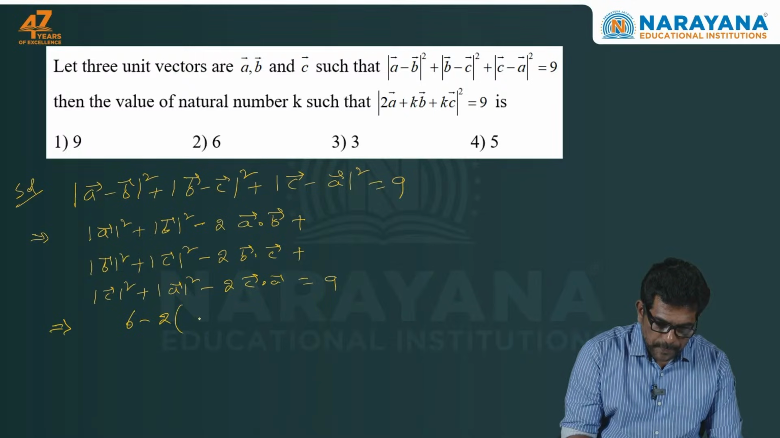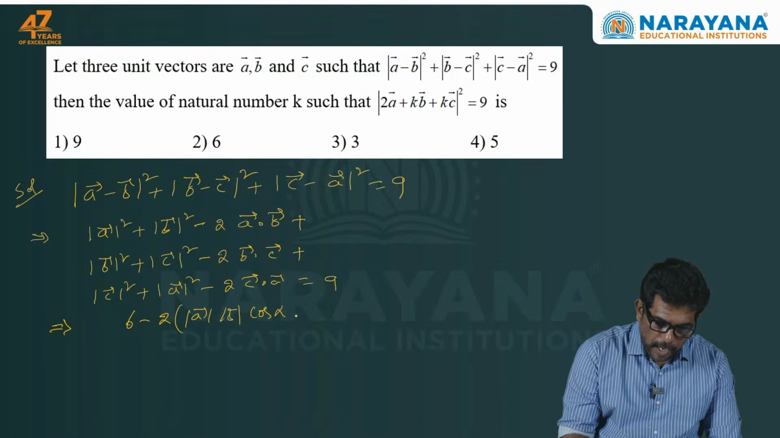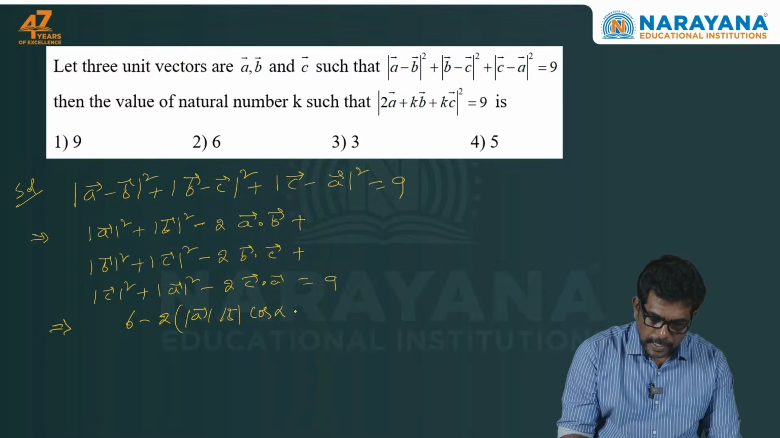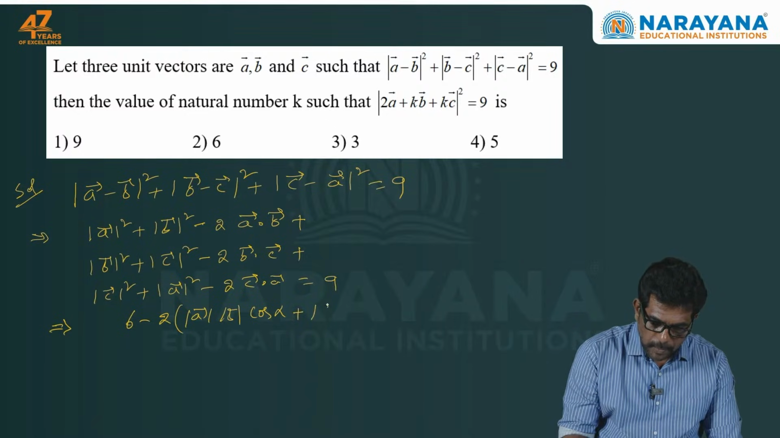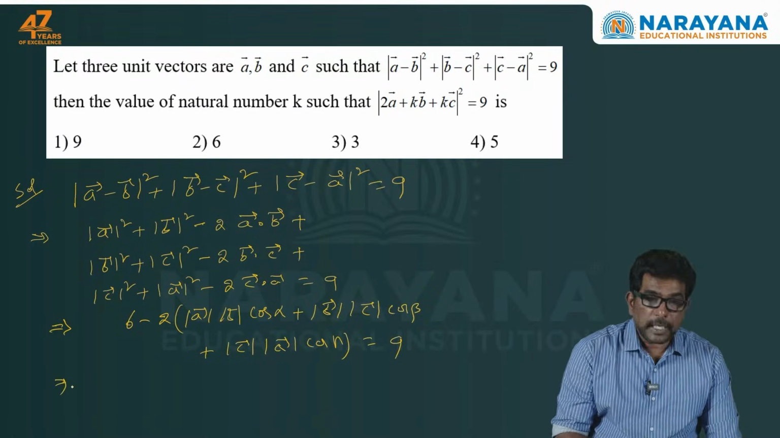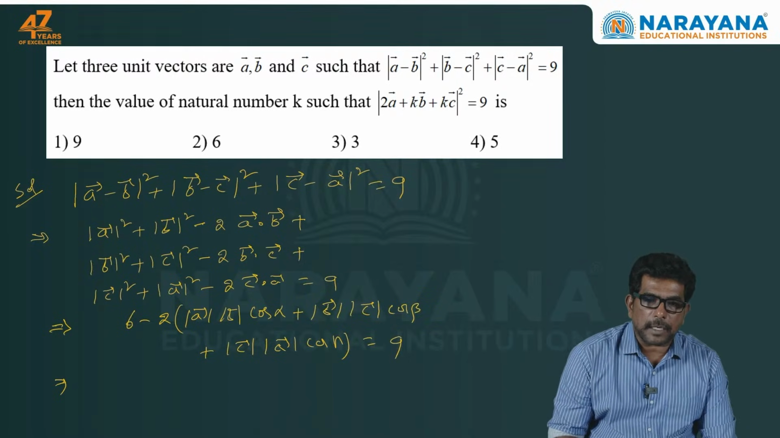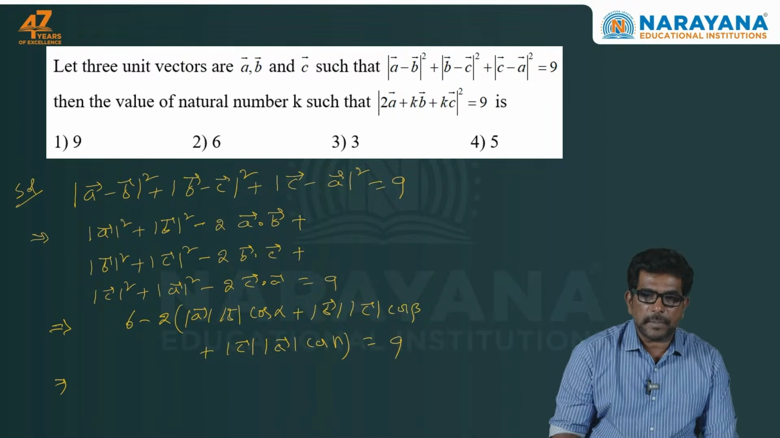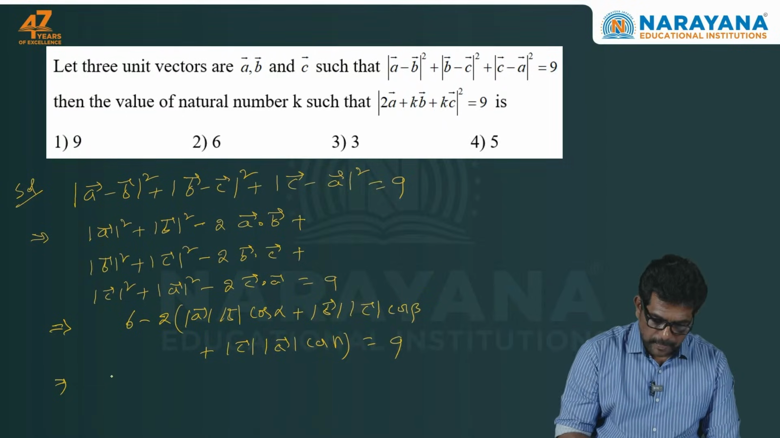We have the formula a bar dot b bar is equal to mod a bar mod b bar cos alpha, where alpha is the angle between a bar and b bar vectors, plus mod b bar mod c bar cos beta, plus mod c bar mod a bar into cos gamma, is equal to 9. Here alpha, beta and gamma are the angles between a bar, b bar; b bar, c bar; and c bar, a bar.